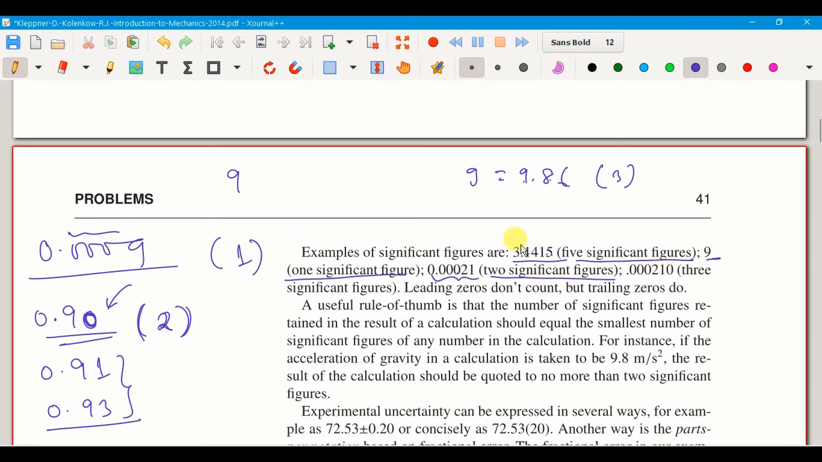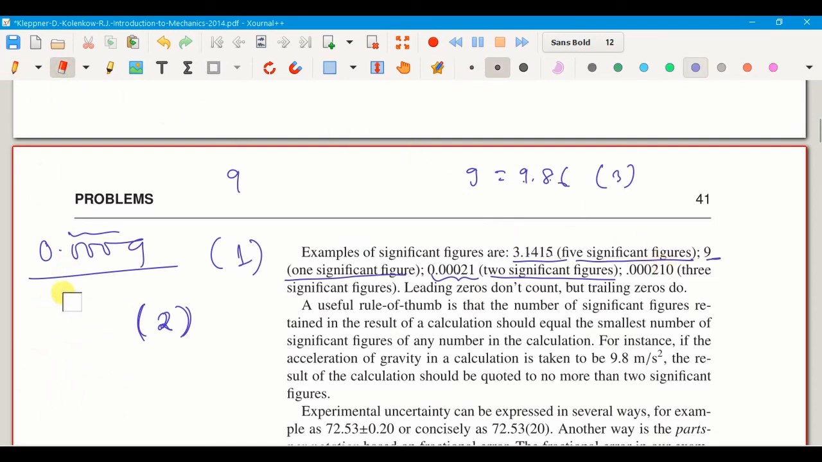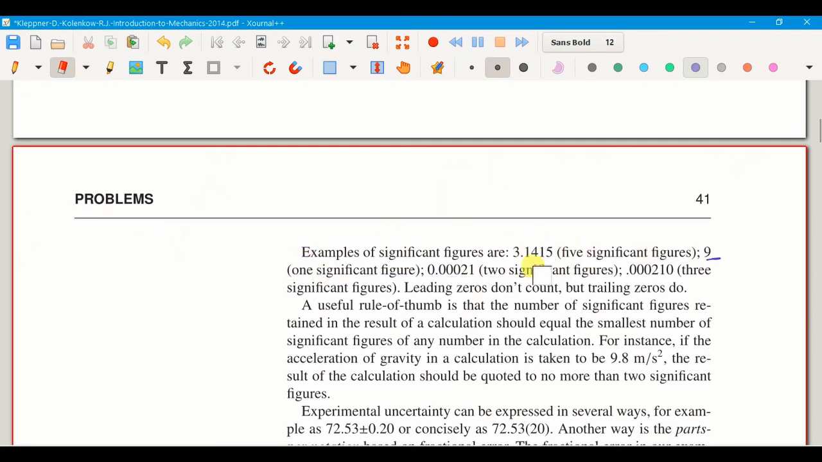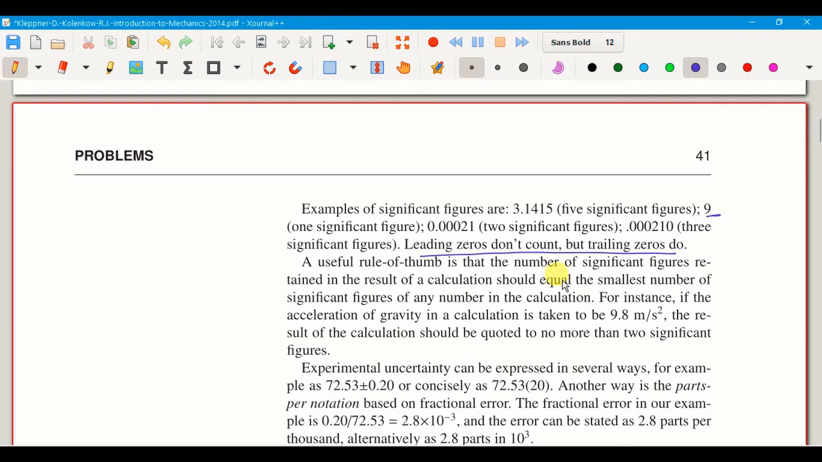Whenever we do maths, we ignore that this zero has no value. But whenever you do physics, you mind it. This has amazingly created implications. Mathematicians don't realize it, but physicists, we do realize. A useful rule of thumb is that the number of significant figures retained in the result of a calculation should equal the smallest number of significant figures of any number in the calculation.